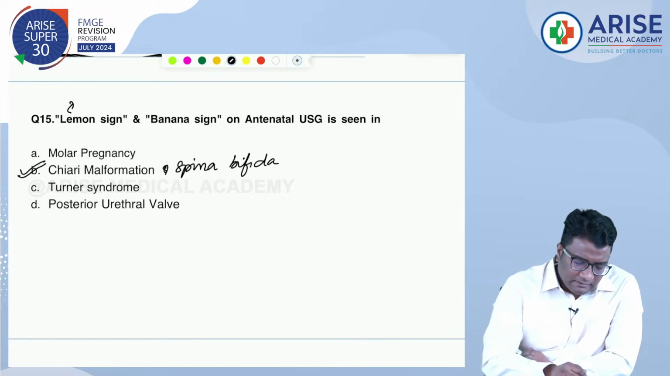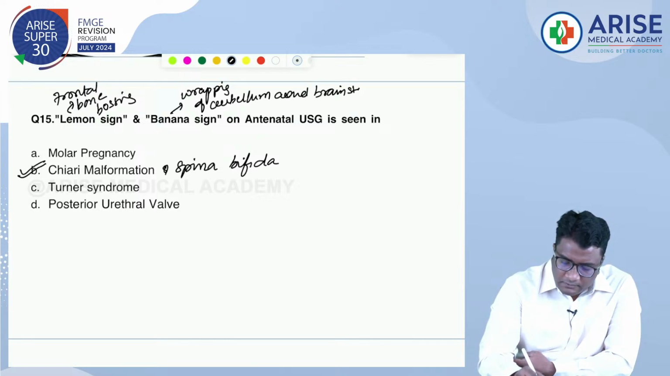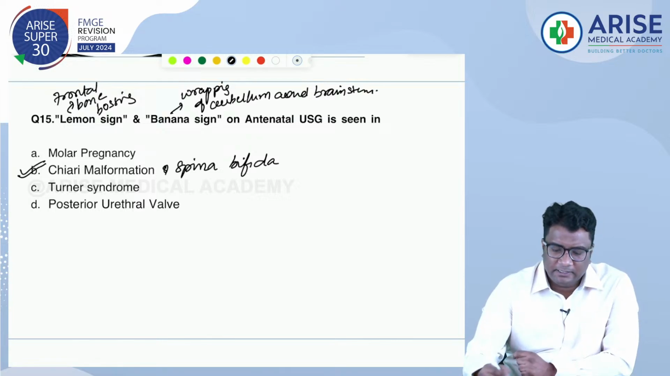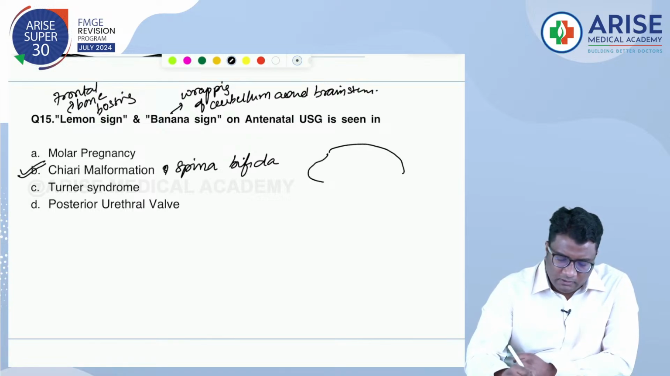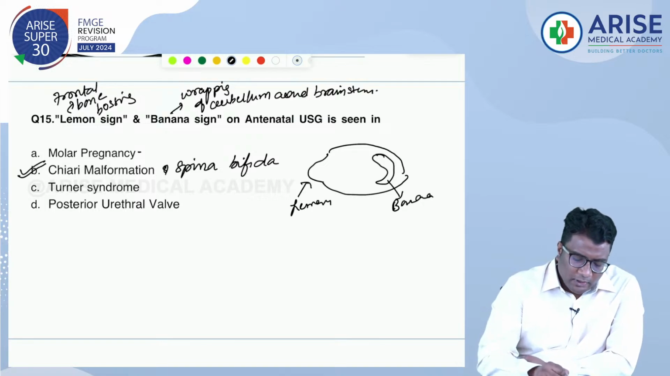Lemon sign is bossing of the frontal bone. There is anterior bossing of the frontal bone. Banana sign is wrapping of the cerebellum around the brainstem. So the anterior bossing of the frontal bone is called lemon sign, and the wrapping of the cerebellum around the brainstem is called banana sign. These are features of Chiari malformation. The molar pregnancy will have a snowstorm appearance on antenatal scan.